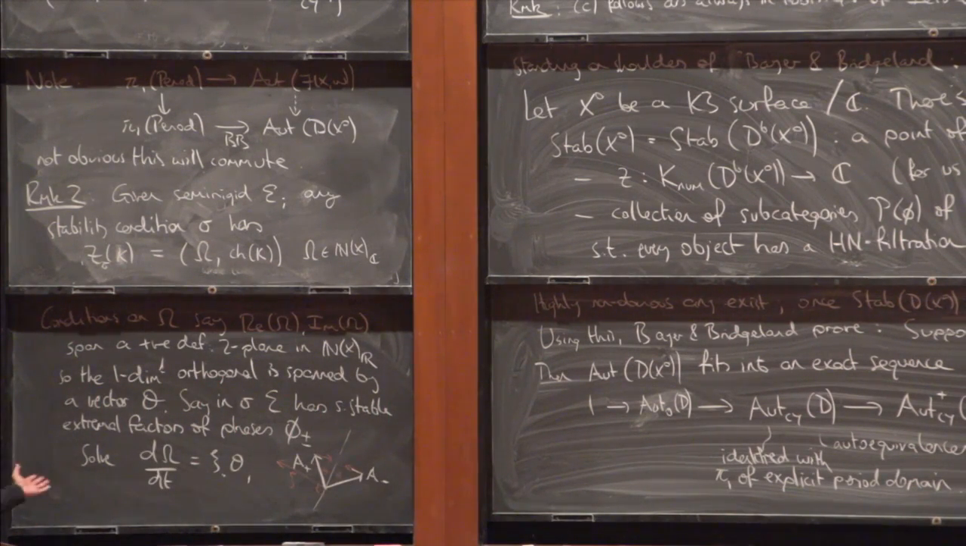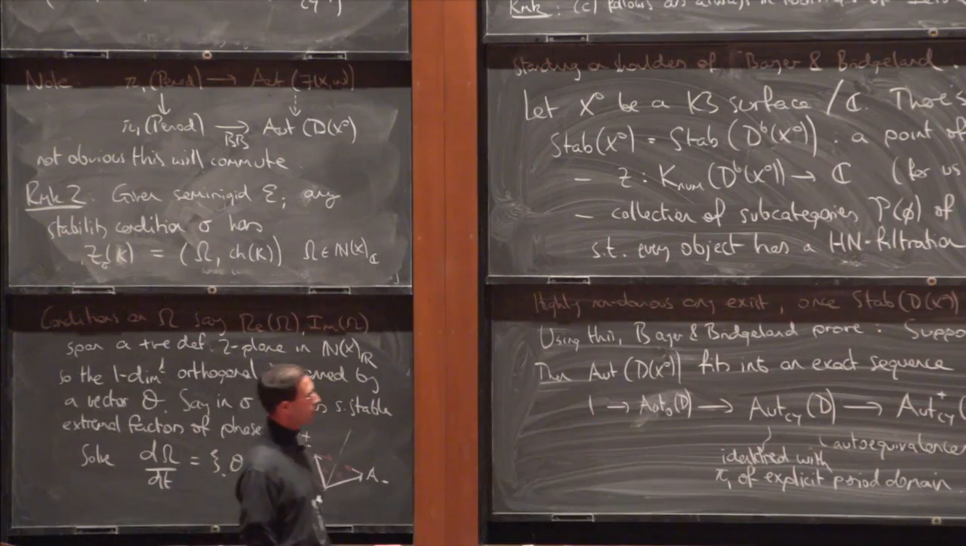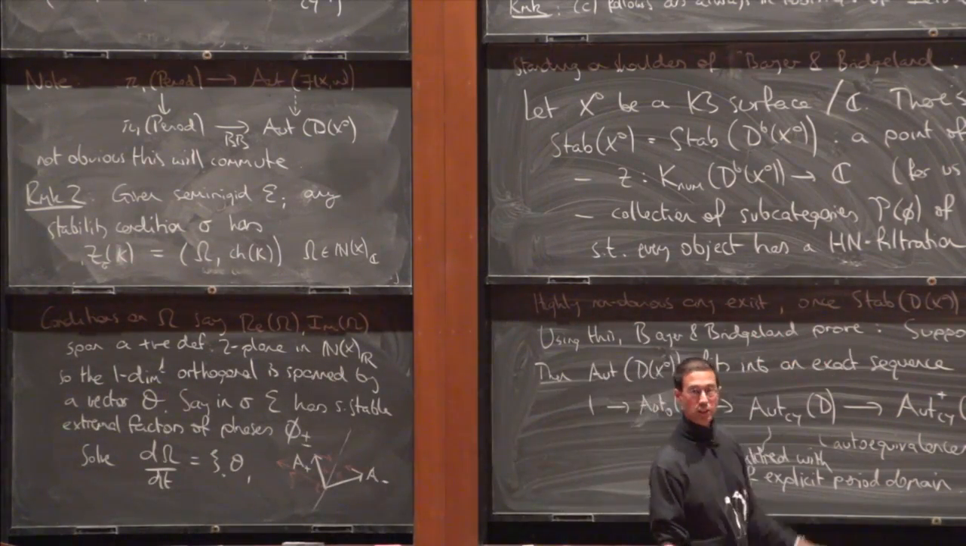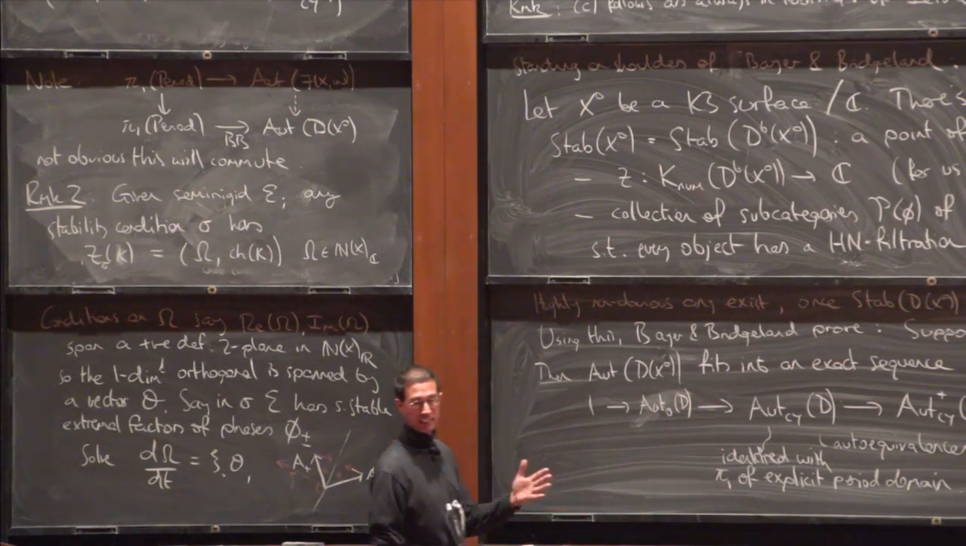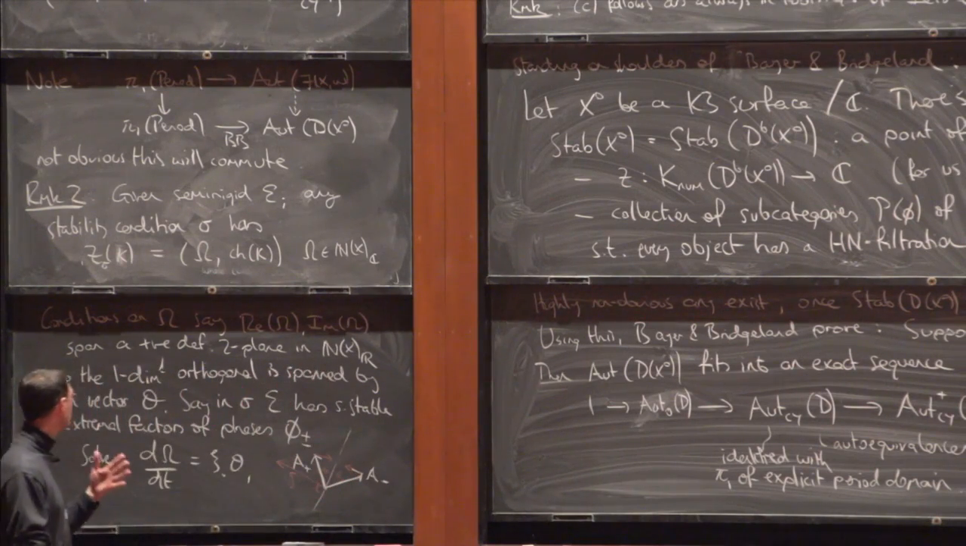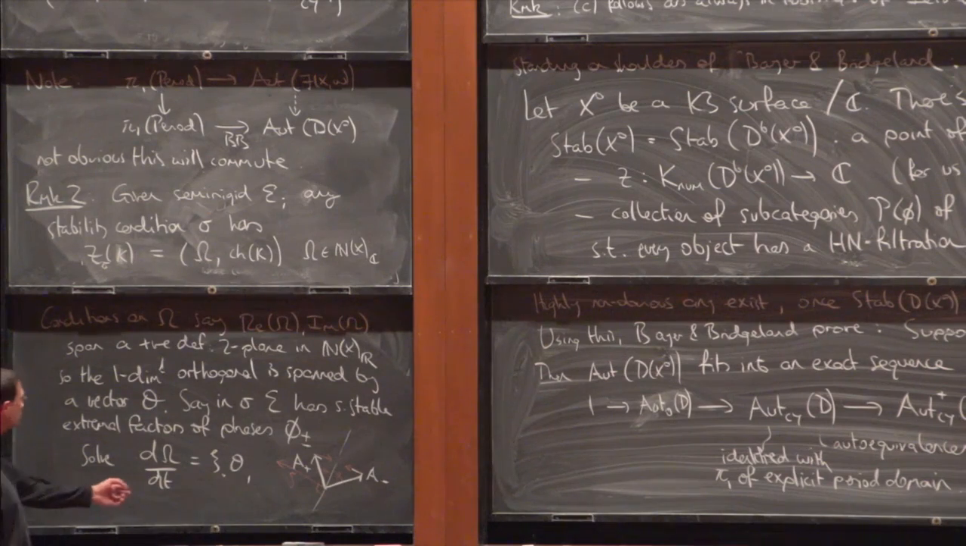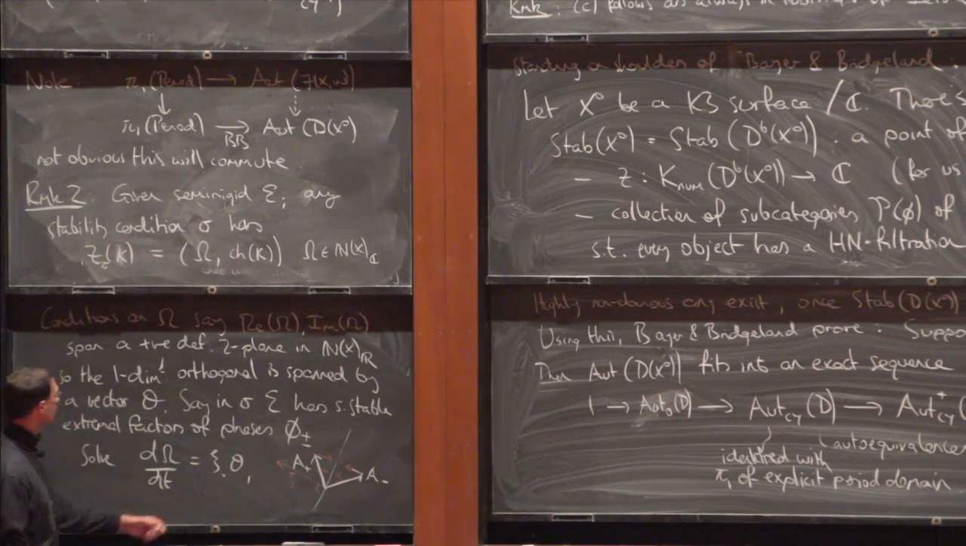So if I manage to flow for all time, eventually the semi-stable factors all have the same phase. That's just saying it's semi-stable. It doesn't break up into things of different phase. But to choose this theta, I needed this unique orthogonal direction, which was something about being Picard rank 1.